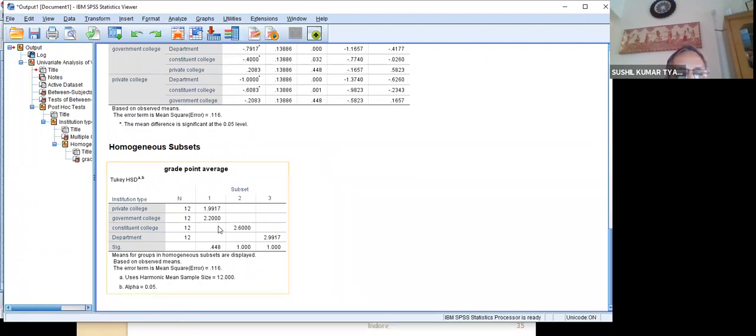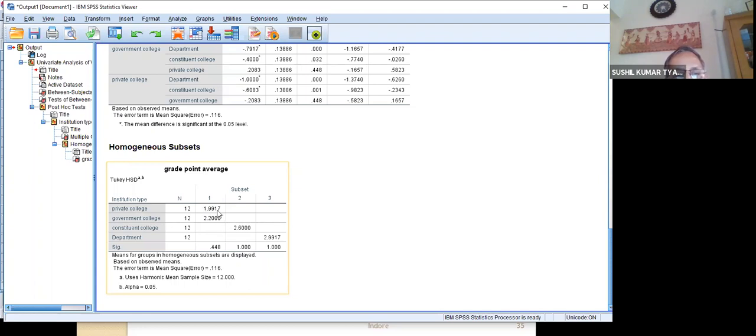Now, this gives you such groups which do not have any significant difference in their mean GPA. And such groups are private college and government college. See, this GPA is 1.9917, 2.2000. There is no significant difference between these two. But this is the only one. Now from this, you have to infer which groups differ significantly.